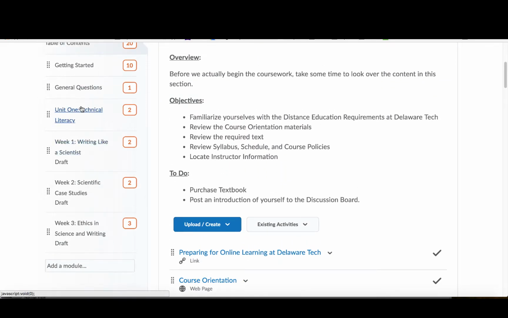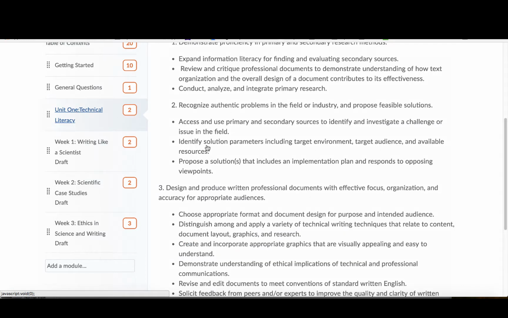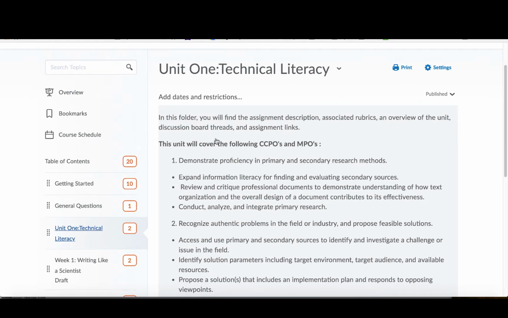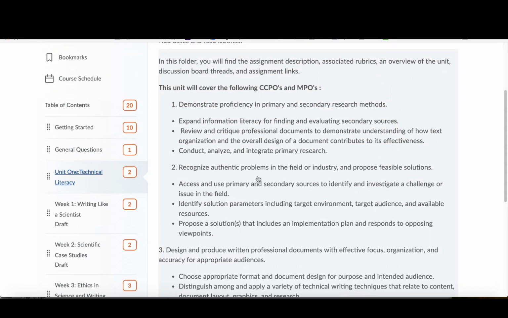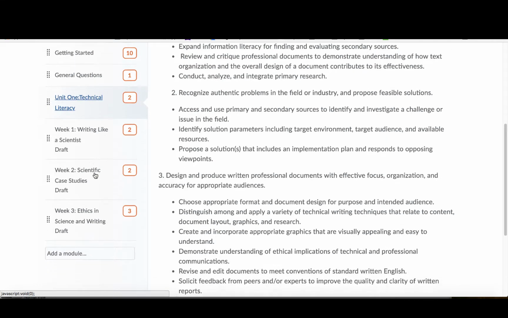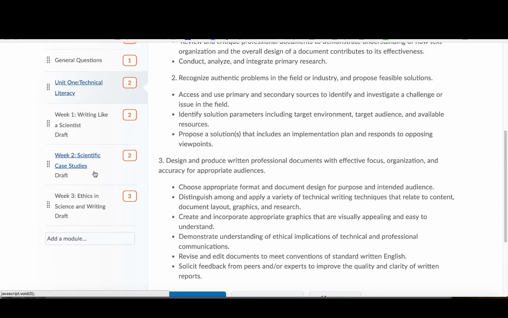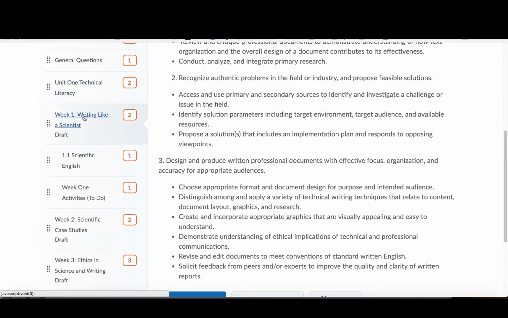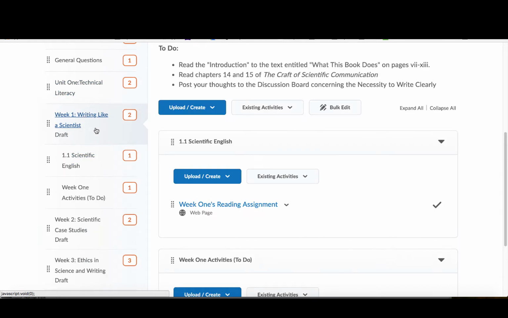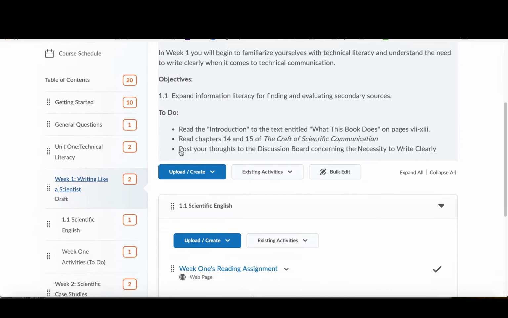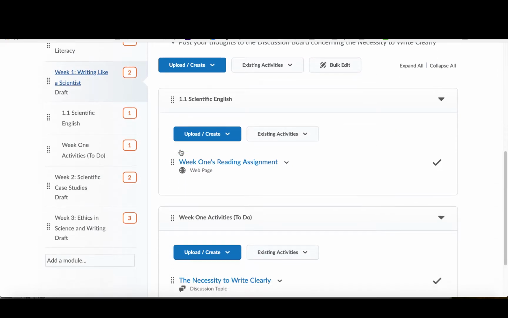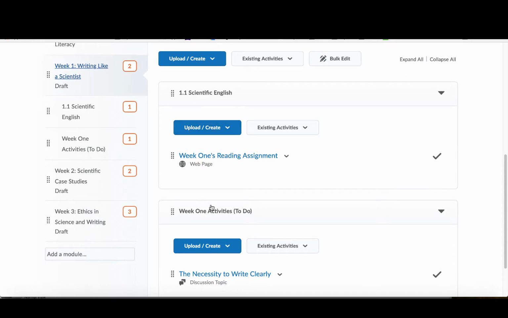I do have a general overview of the units. This has the CCPOs and the MPOs for the entire course, or for the unit. The rest of the course I divided into weekly modules. And so the first module is called Writing Like a Scientist. Again, we have an overview. We have the objectives with the MPOs. And then I have it divided into sections.